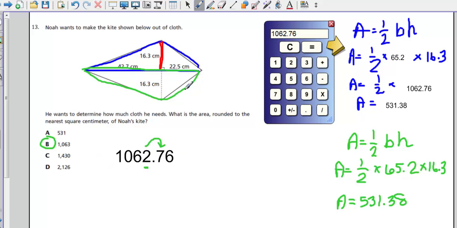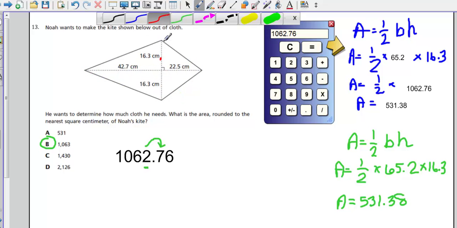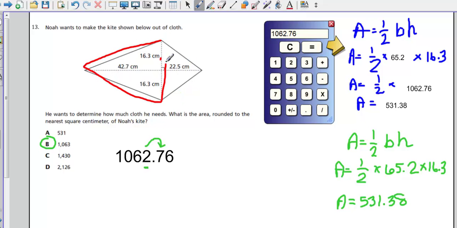If you wanted to break it up into 4 separate triangles, you could have done that. You could have broken it up this way, a triangle over here, and then a triangle over here. That would have worked just fine. You would have gotten the same exact value. But the way I proposed, I think would probably be the easiest, especially since the two triangles are congruent to each other.